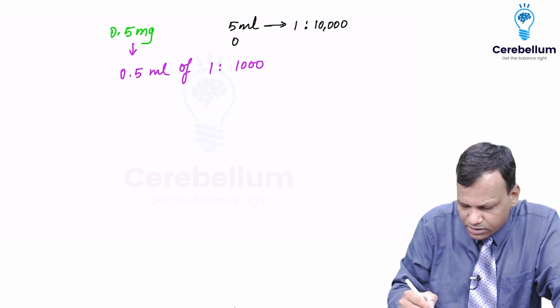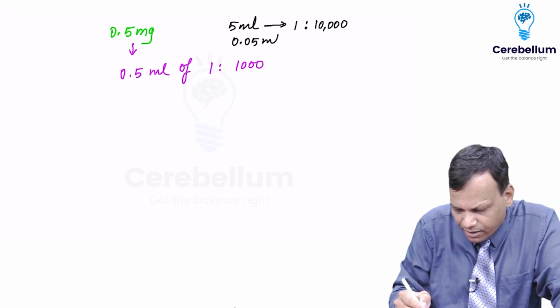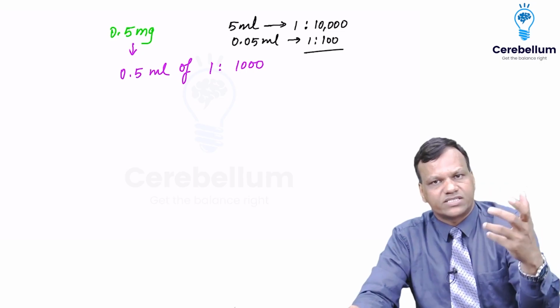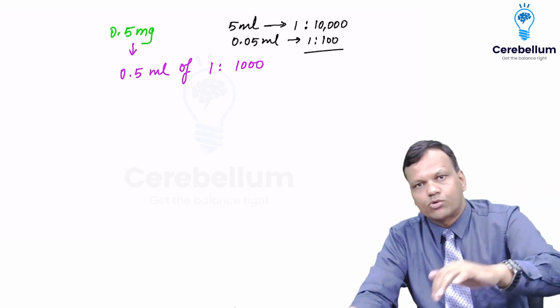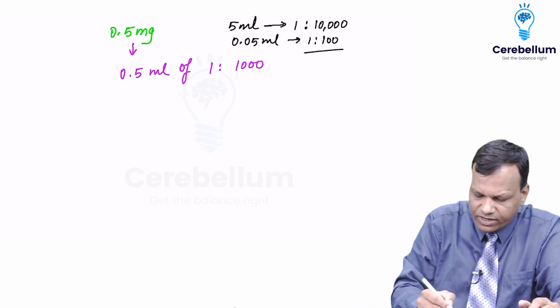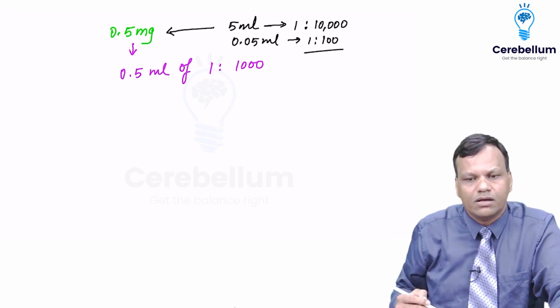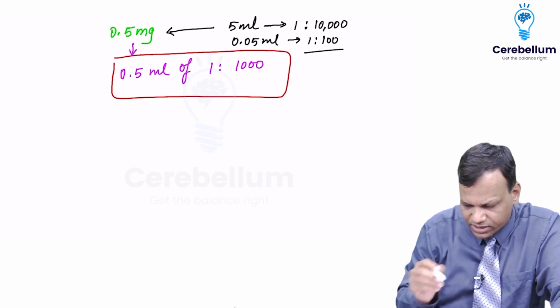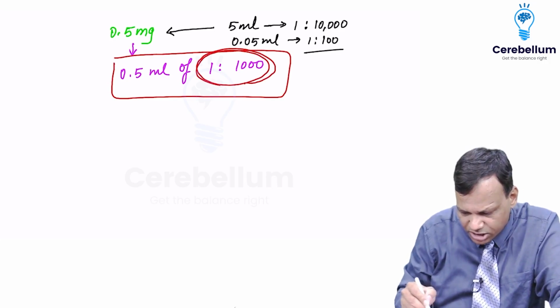Or you can also say 0.05 ml of 1:100. So 10 times concentrated solution, but 10 times lower dose. So all of them will make 0.5 milligram. But the right answer will be 0.5 ml of 1:1000, because the concentration is more important.